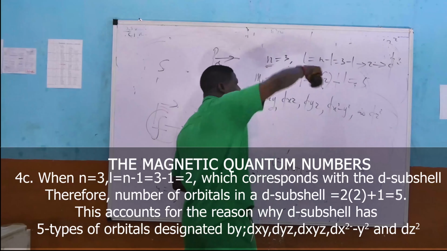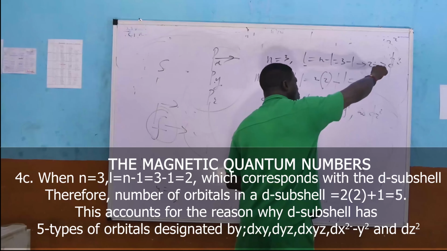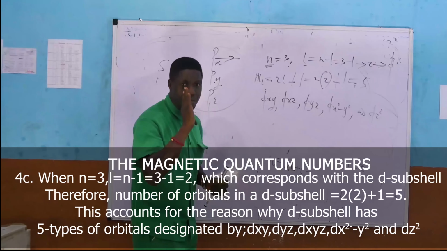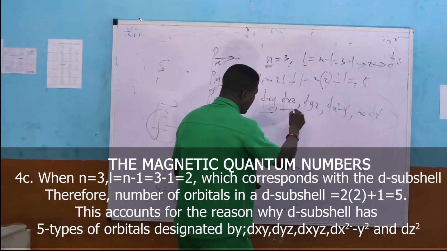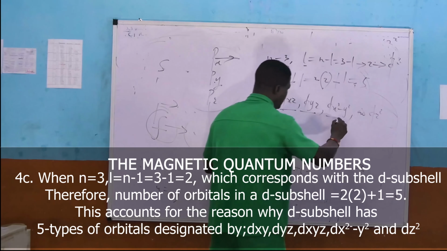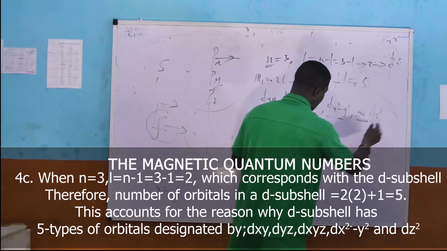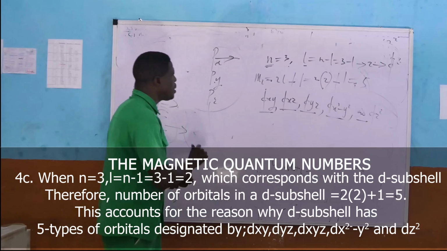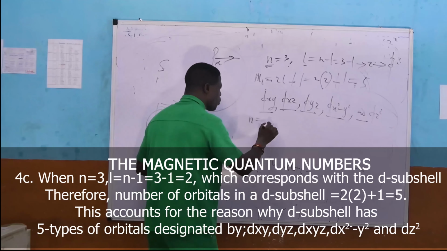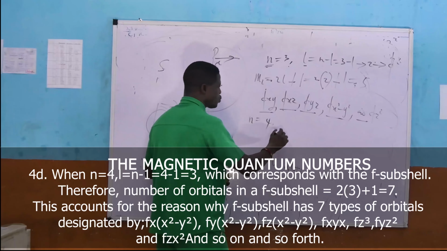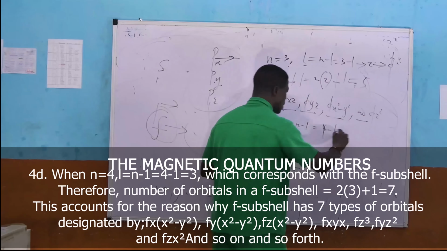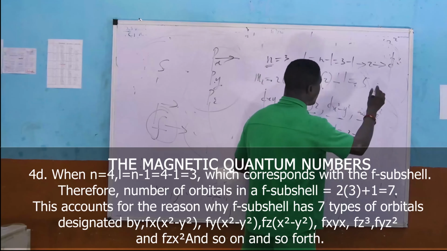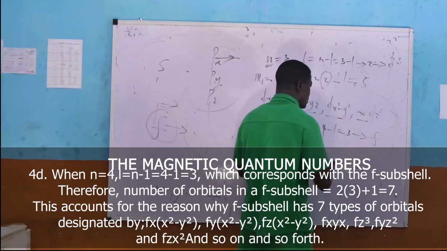So how many subshells do we have in the D subshell? There are 5 in number, and they are designated as dxy, dxz, dyz, dx squared minus y squared, and of course dz squared. Now what about when the principal quantum number is 4? Of course, we have azimuthal quantum number as n minus 1, and that's 4 minus 1, and that will give us 3. And this corresponds with the F subshell.